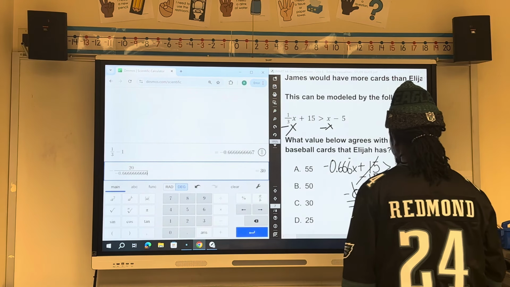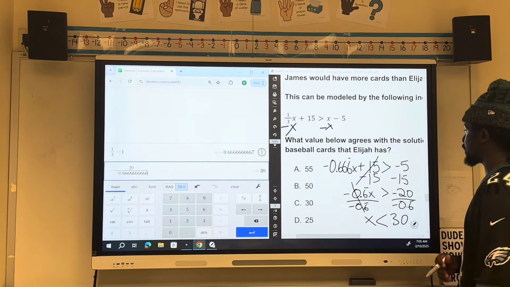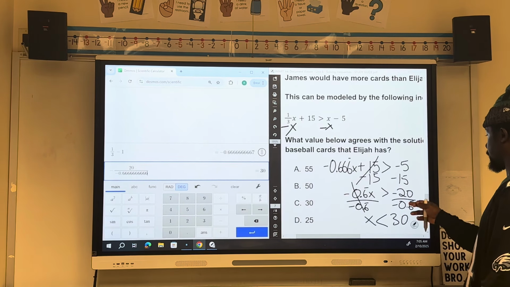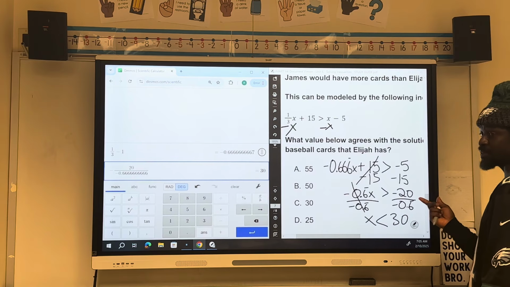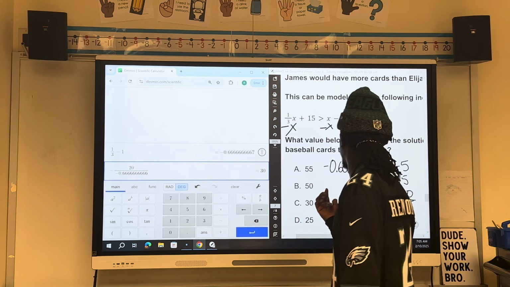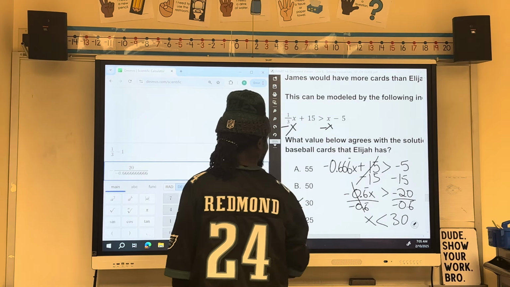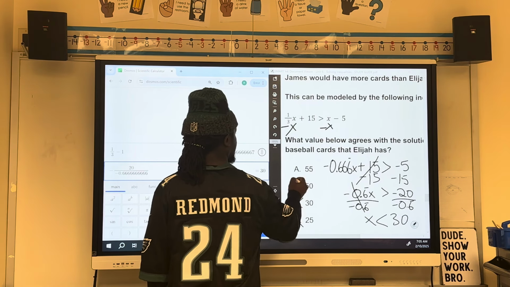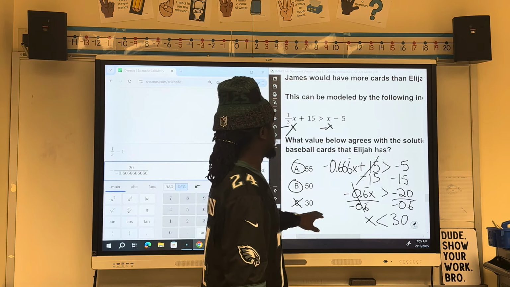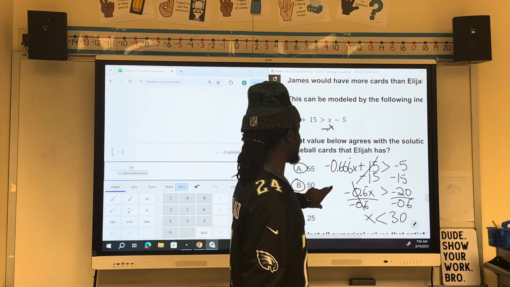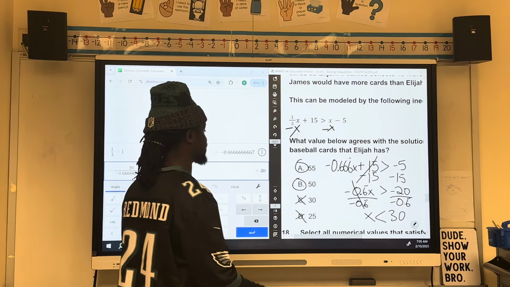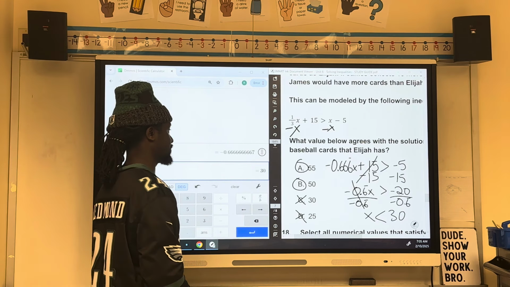So what value agrees with this situation? Well, again, this is x is less than 30. So can it be 30? No, can't be 30, all right? Because it has to be less. Can't be 25. It could be either A or B there, okay? Because again, it has to be less than 30, all right?